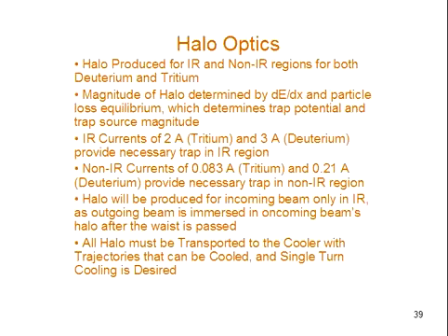This interaction, when it comes to equilibrium, determines the potential difference between the center of the beam and the wall, which causes the trapping of the electrons within the ion beam. It also tells us how much ion current is necessary to create the required fields. The calculation has shown that for the interaction region, currents in the outer shell of the ion beam of 2 amperes for the tritium case and 3 amperes for the deuterium case provide the necessary trap voltage in the interaction region. For the non-interaction region, the currents are 83 milliamps for the tritium beam and 210 milliamps for the deuterium beam.